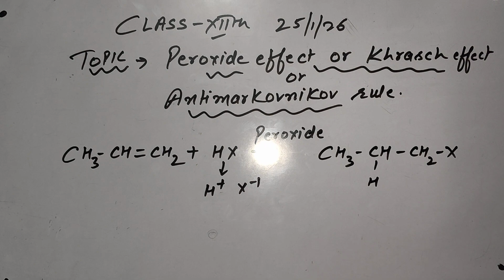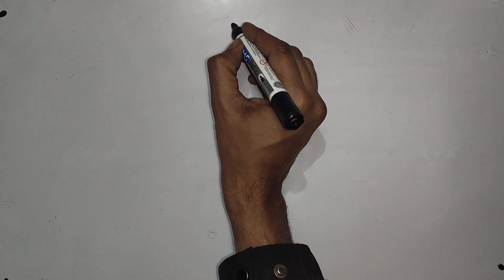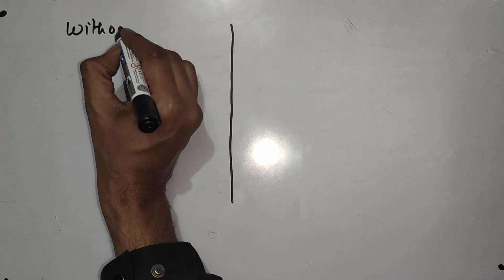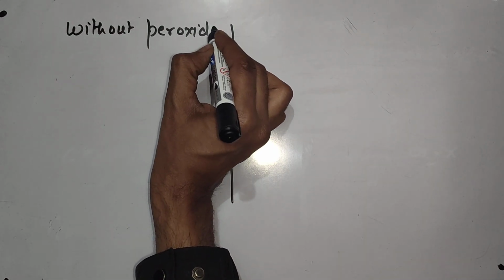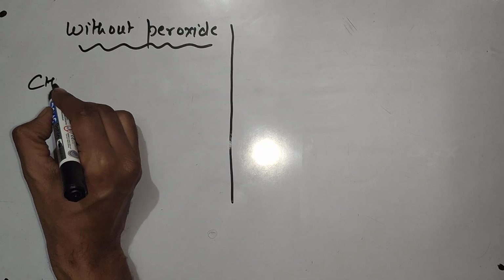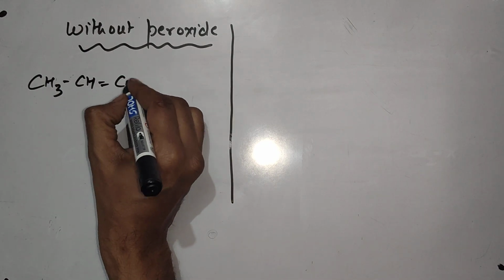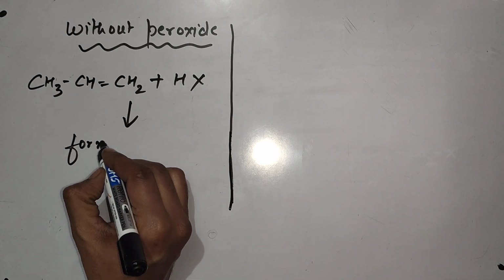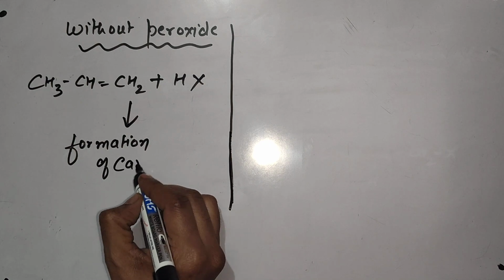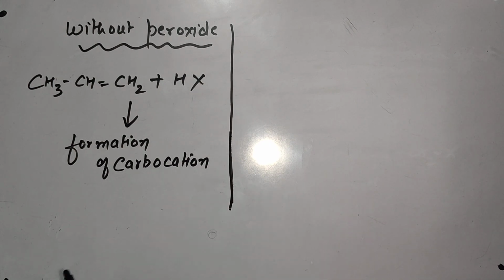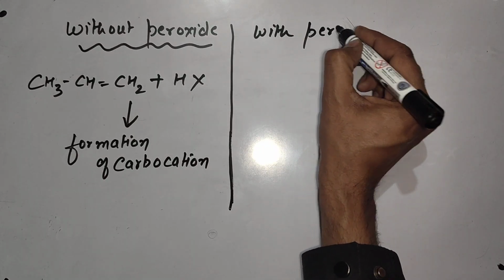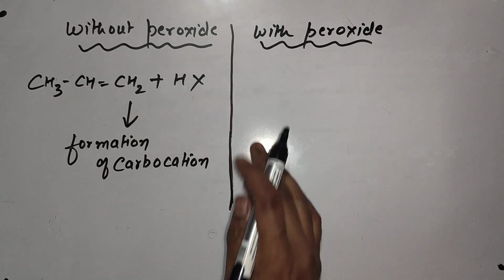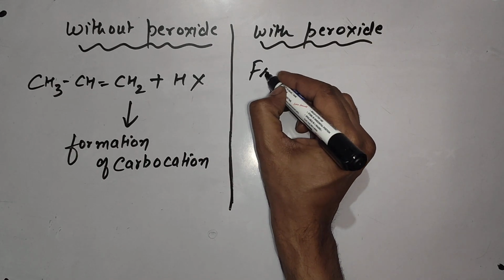Let's try to find out the reason behind it. First we will understand what happens without peroxide. Without peroxide, the reaction will complete through formation of carbocation. In the previous video, we have understood how this reaction is happening, its mechanism without peroxide. But with peroxide, the reaction is not going through formation of carbocation, it is happening through free radical mechanism.